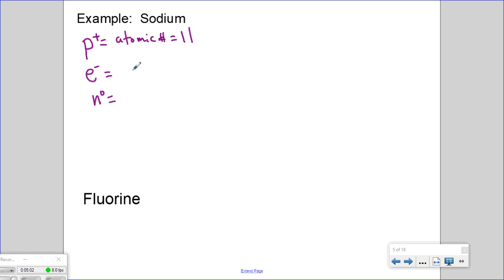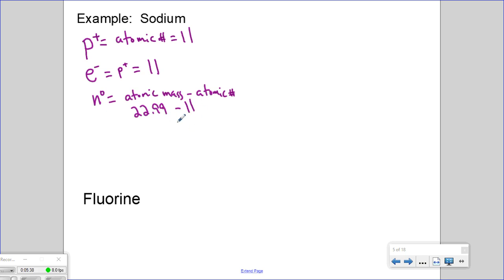Now, the number of electrons is equal to the number of protons in a neutral atom. And in this case, since sodium has 11 protons in its nucleus, it will have a total of 11 electrons. The number of neutrons is determined by taking the atomic mass and subtracting the atomic number. So in this case, the atomic mass for sodium is 22.99. We'll round up and say 23.